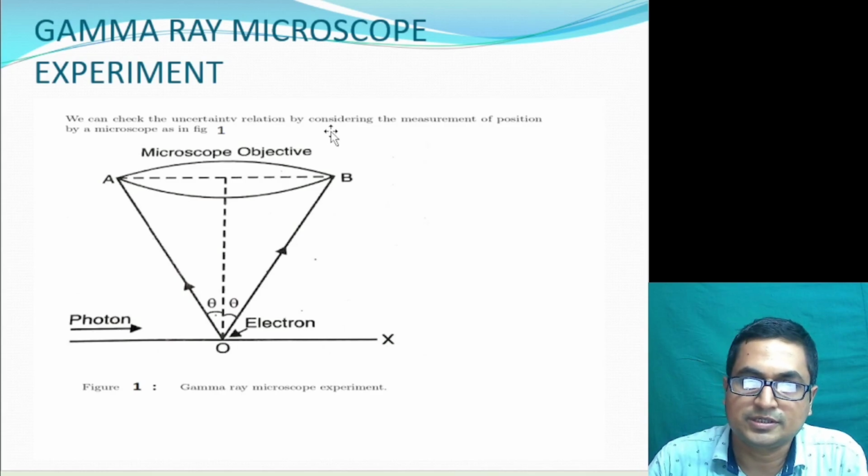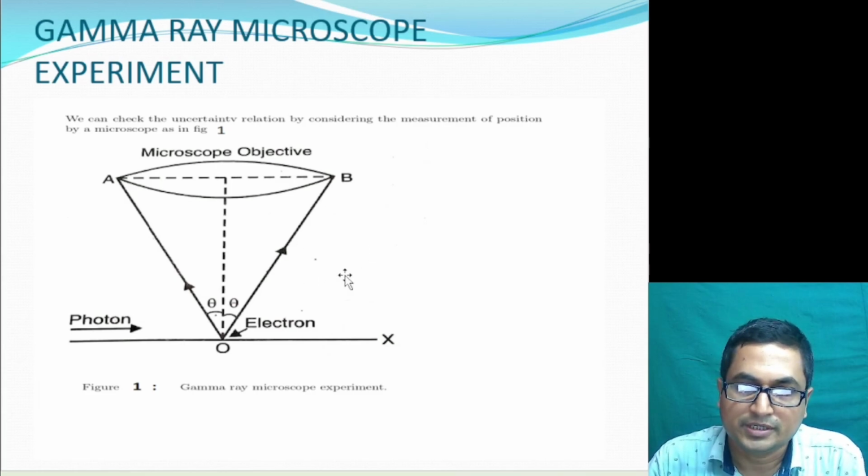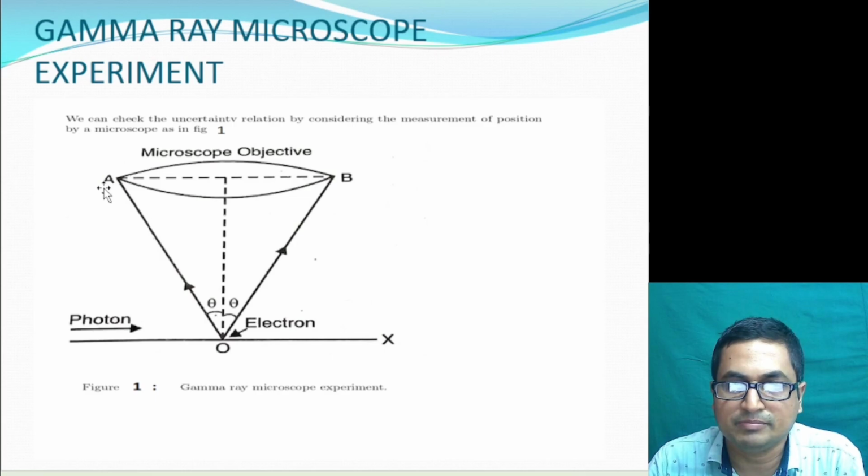So this is a famous experiment known as the gamma ray microscope experiment, where we'll prove the Heisenberg uncertainty principle. In this particular experiment, we see a microscope here, and this is where we find an electron, and a photon is striking the electron to see it. So a photon is used to find an electron within a microscope.